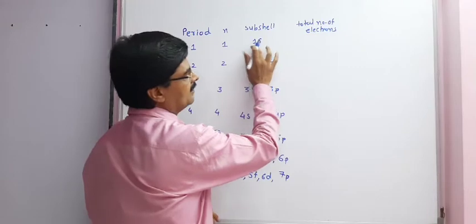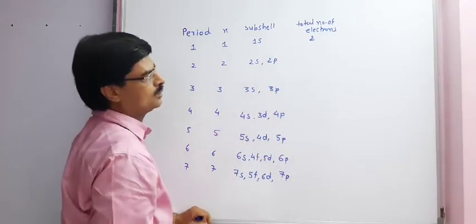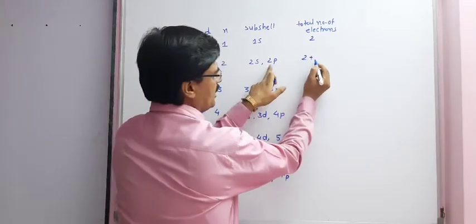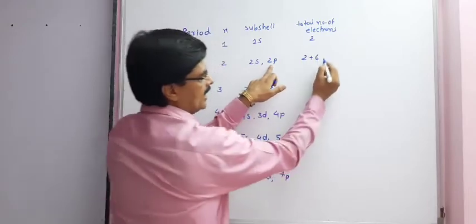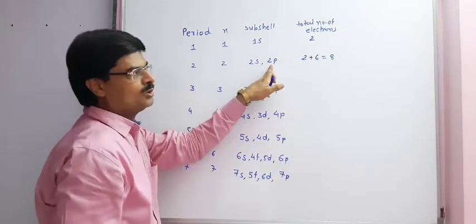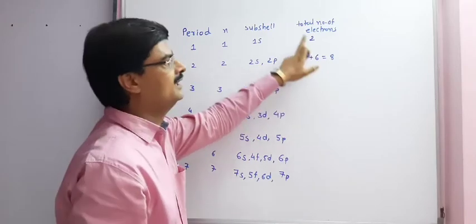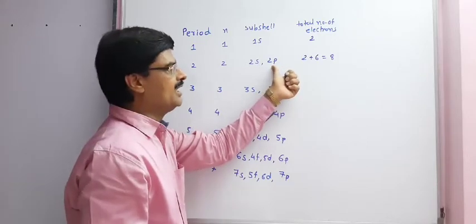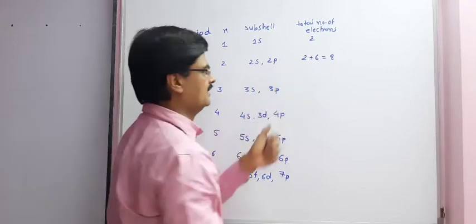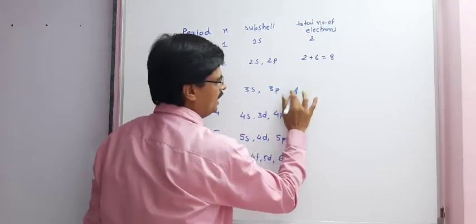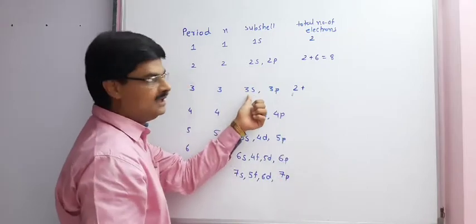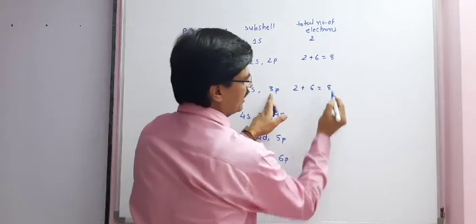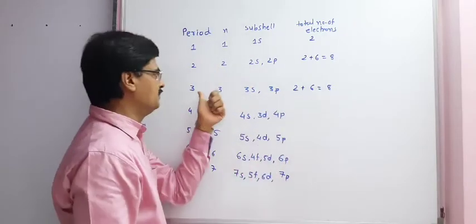So if 1s is the subshell, then the total number of electrons is 2. For the second period, we have 2s with 2 electrons plus 2p with 6 electrons, so the total number of electrons is 8, and that is the total number of elements present in period number 2, because p has 3 equi-energetic orbitals, px, py and pz. Same way 3s and 3p: 2 electrons of the 3s orbital and 6 electrons of the 3p orbitals. Here also we have a total of 8 elements in period number 3.